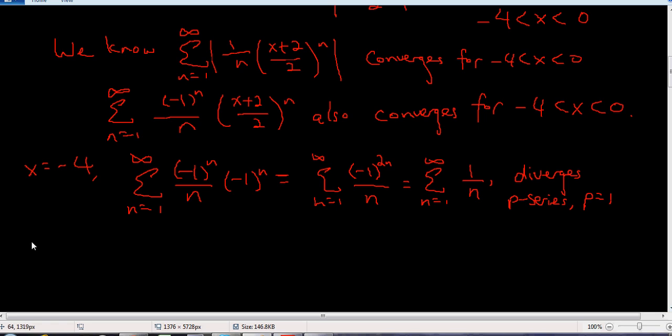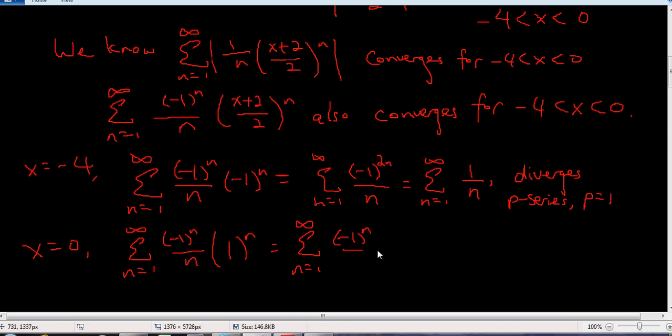But what if we take a look at the case of x equals 0? So we've got -1 to the n over n just like before. And if I go back up here and I plug in 0, 0 plus 2 gives me 2, 2 over 2 gives me 1, times 1 to the n. 1 to the n is always 1. This is equal to the sum from n equals 1 to infinity of -1 to the n over n. So this may look very familiar. This is, in fact, the alternating harmonic series.